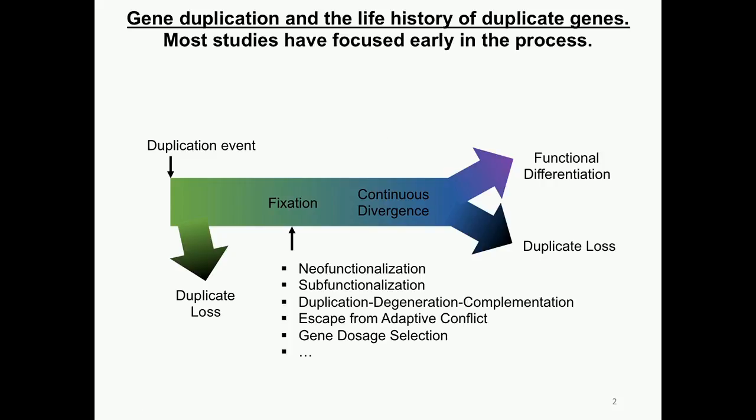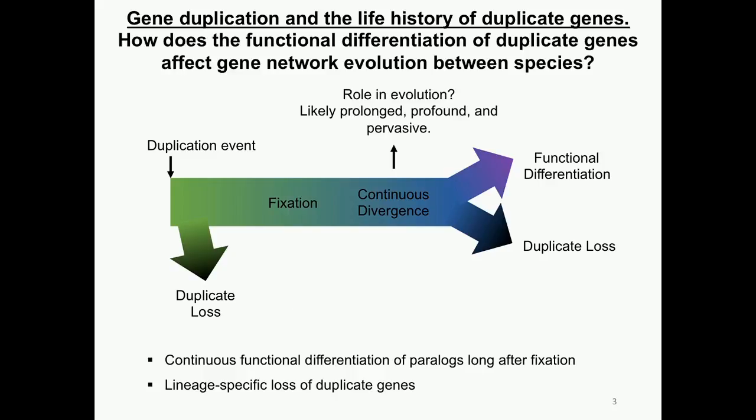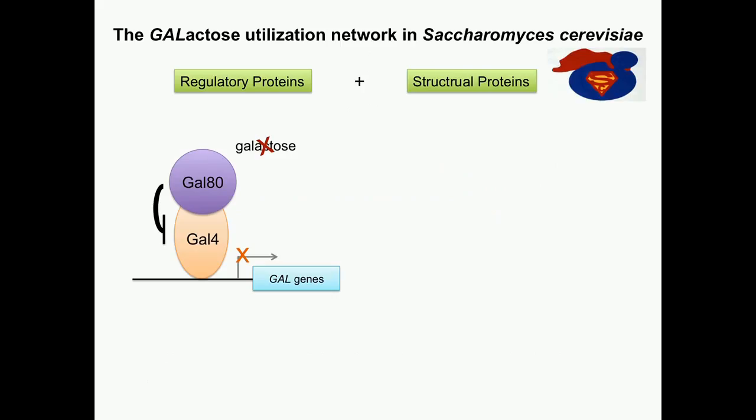But of course, after that happens, you could have hundreds of millions of years where those duplicate genes can undergo continuous divergence. And of course, this can result in differences that exist between species. So the potential to continue to have duplicate gene differentiation impacting phenotype is quite profound. The model system I'm going to tell you about is the classic GALactose utilization network from Saccharomyces cerevisiae and its close relatives, and it's been worked out in exquisite detail over the past several decades.